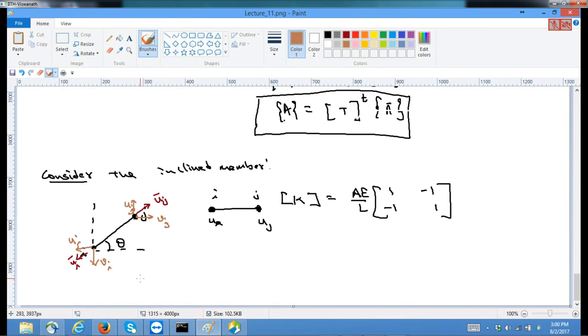So that means if I want to convert this one into the global coordinate system, the global coordinate system is something like this. The local coordinate system in this case, the inclination is theta. This is the local coordinate system. Okay.